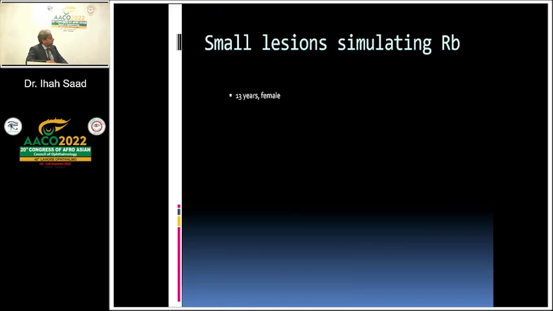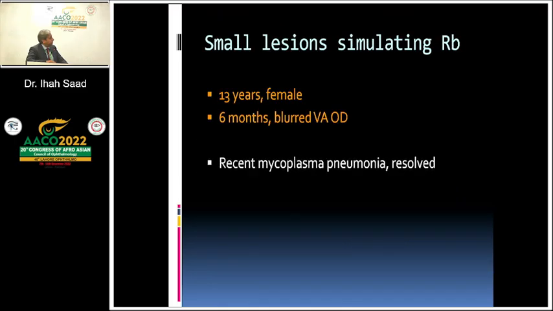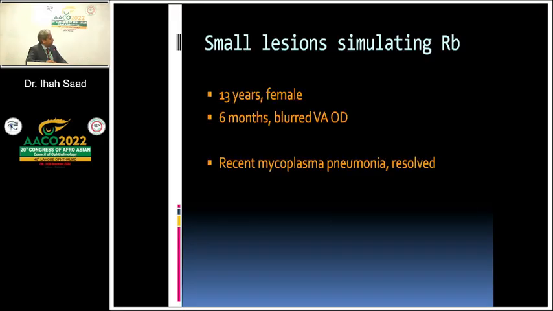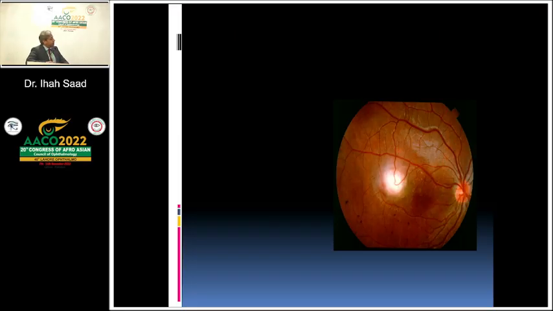Similarly, we can find in this young lady coming with blurred vision in her right eye, but with a recent pneumonia that resolved, this mass. And to reach a diagnosis in ophthalmology, it's very simple.